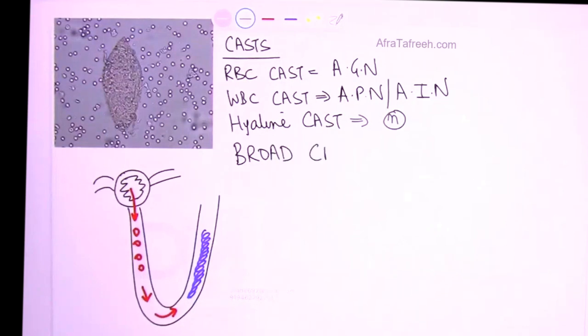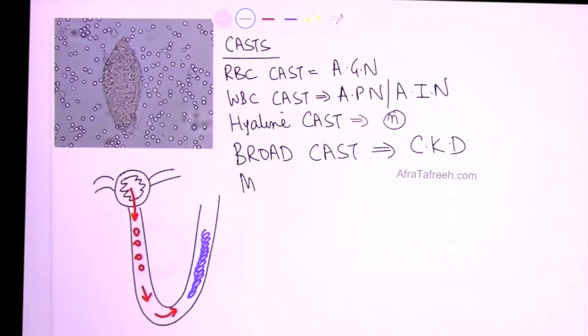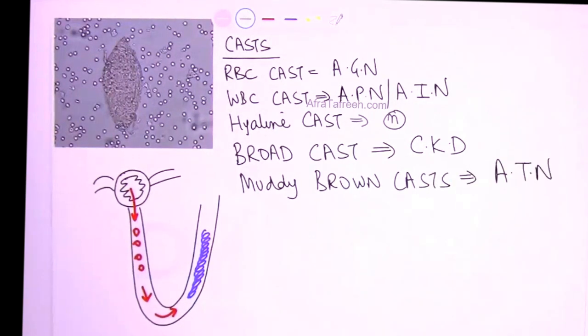The next on the agenda to be remembered is broad casts. Broad casts are found in CKD. Do not answer chronic glomerulonephritis, answer chronic kidney disease. Why broad casts are found is because in CKD most of the kidneys are damaged, tubules are damaged. So whatever are the remaining tubules, they will try to take over the function of the damaged tubule. So therefore, dilated casts or broad casts are a feature seen with chronic kidney disease in a patient. The last terminology to be remembered is muddy brown cast. This is a feature that is seen with acute tubular necrosis, that is a pre-renal variety of renal failure.